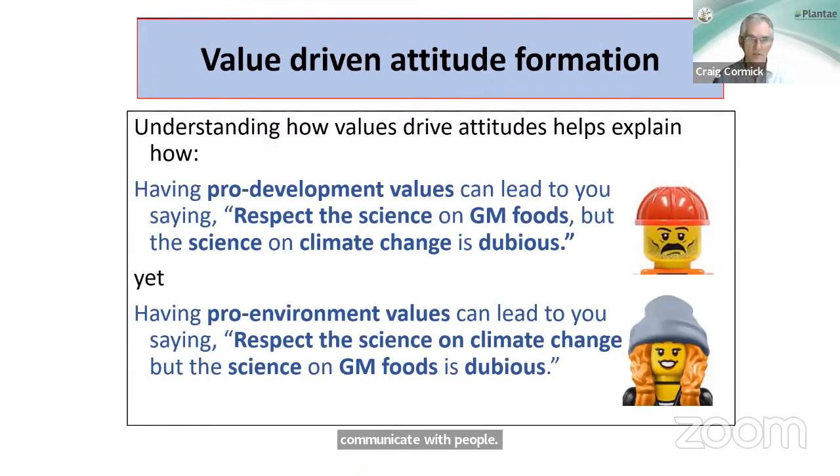And understanding values, I'll give you a small case study here to explain it. If you have pro-development values, it can lead you to say, respect the science on GM foods, but the science on climate change, that's dubious. However, if you have pro-environmental values, that can lead you to say, respect the science on climate change, but the science on GM foods is dubious. Now, in both cases, the science hasn't changed, but the framing of the person's values has changed how they perceive it.